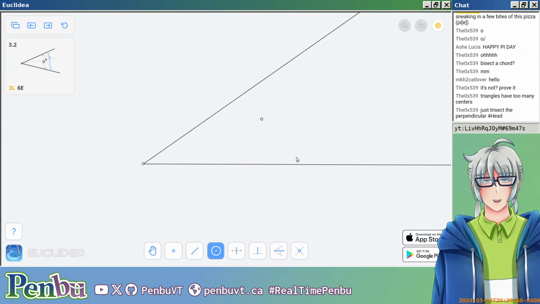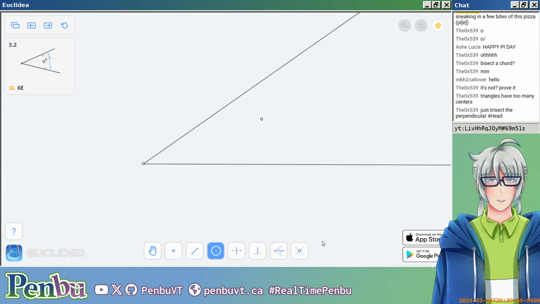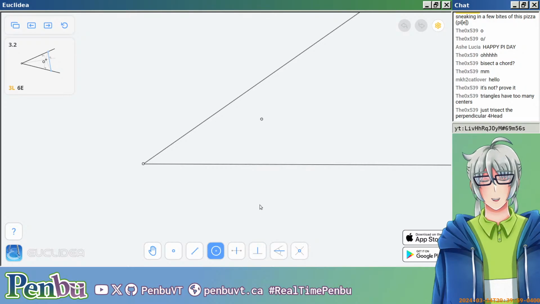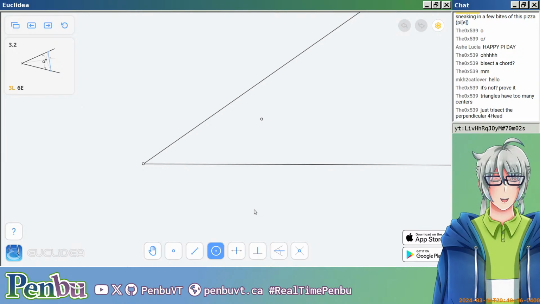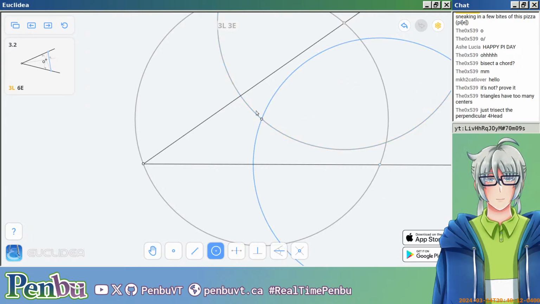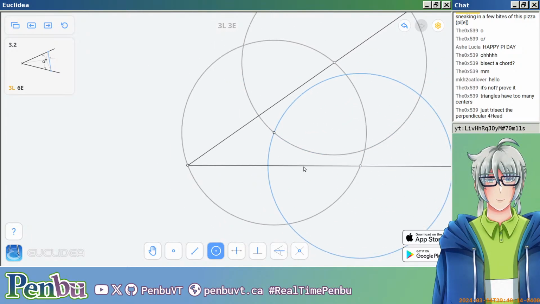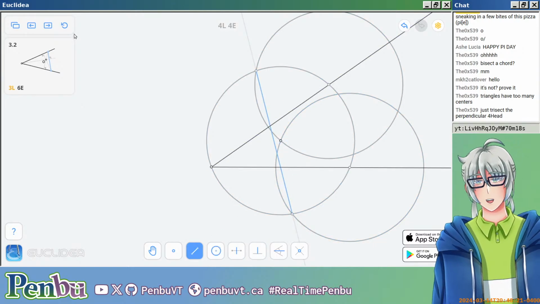Okay, so restarting. How do we get this in 6? I think that might require knowledge of how do we get the perpendicular in 3. Because that means we end up sharing one of those circles that it ends up using. So we might not actually be able to make this. Yeah, I have no idea what I'm doing here.